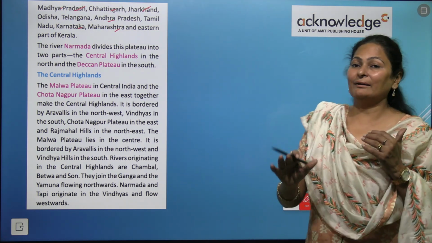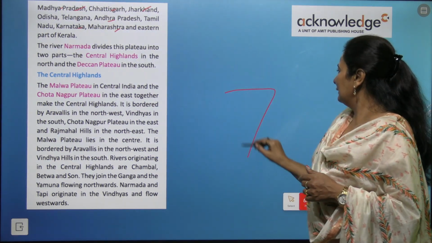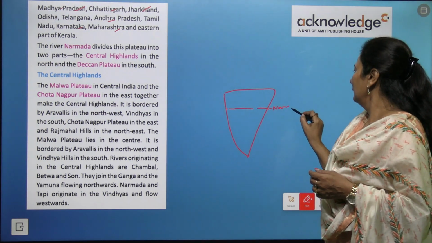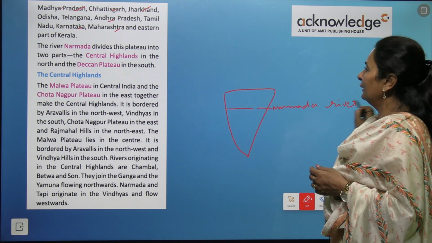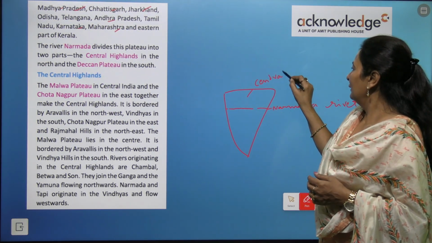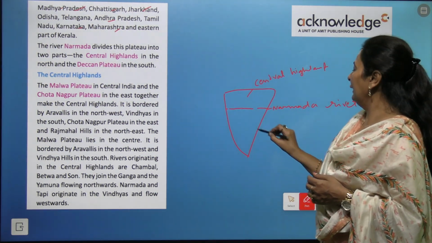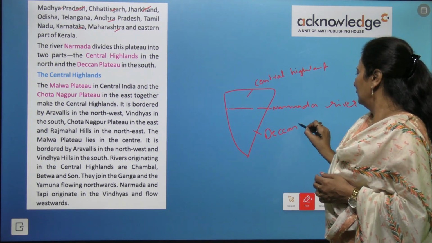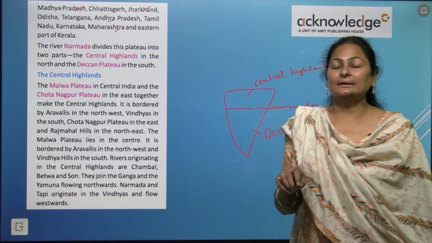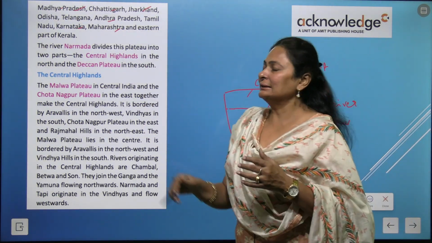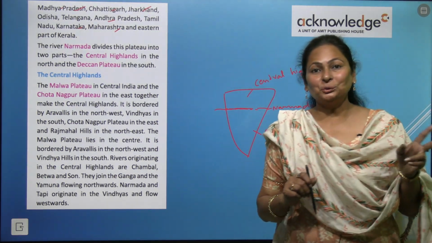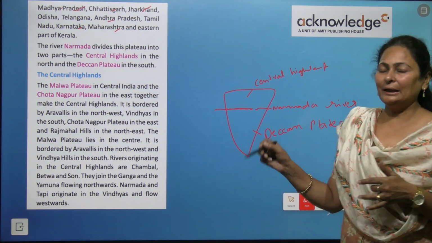The river Narmada divides the plateau. If you can see, it forms a triangular shape. So, let's suppose this is the Narmada River. The Narmada River divides this plateau into two parts. The first is the Central Highland, and this is the Deccan Plateau. Altogether, the Central Highland and the Deccan Plateau form the Southern Plateau. So Narmada is the river that divides the Southern Plateau into two: the first is the Central Highland, and the second part is the Deccan Plateau.